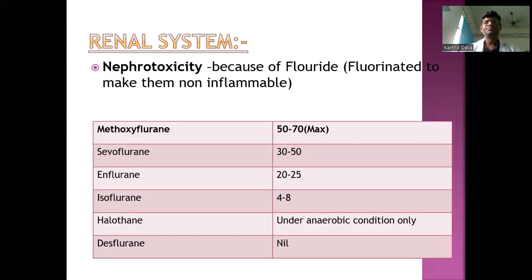In the renal system, nephrotoxicity occurs because of fluoride content. Methoxyflurane is the most nephrotoxic due to the highest fluoride content, 50 to 70 maximum. Sevoflurane is 30 to 50, so the second most nephrotoxic agent. Enflurane and isoflurane are 4 to 8, halothane as well, and desflurane. Desflurane has nil fluoride content, so it is the least nephrotoxic agent.